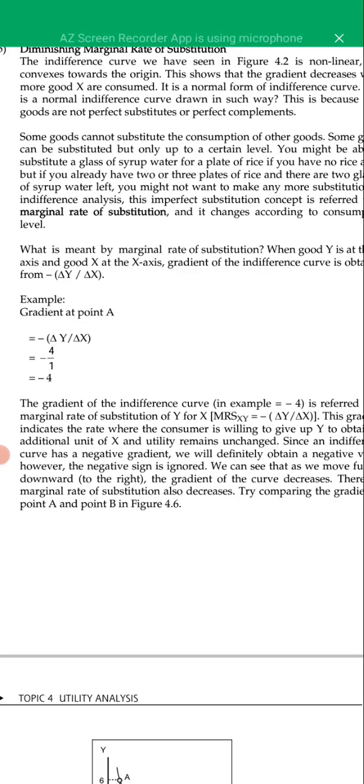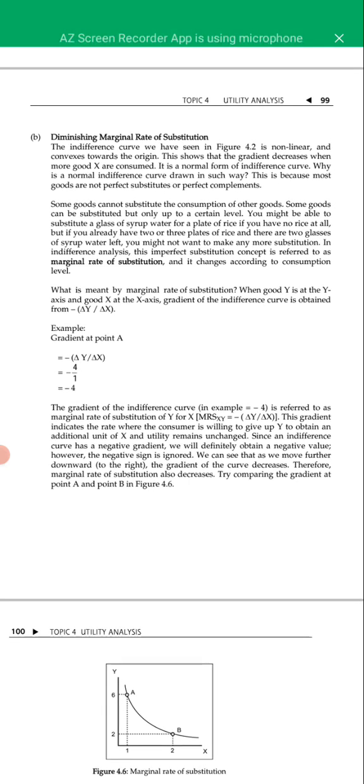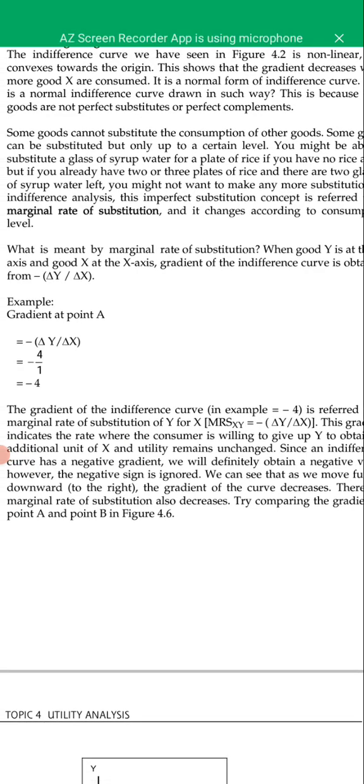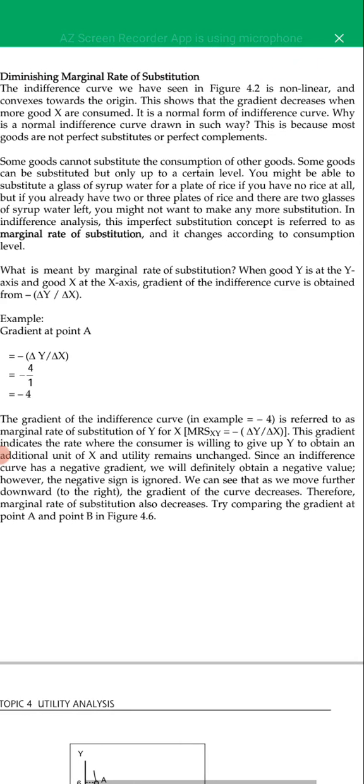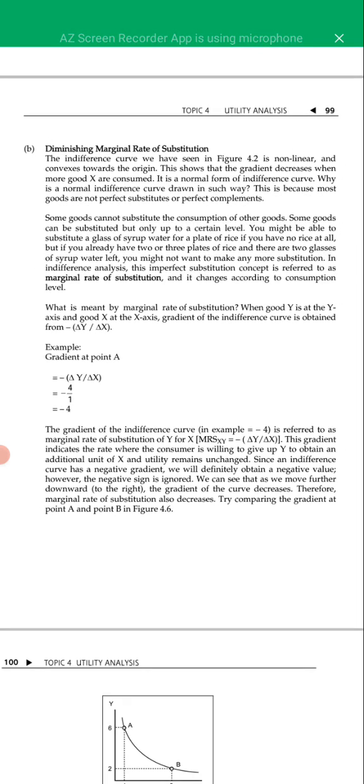So what does that -4 mean? That means for a consumer to get 1x, they'll need to give up 4y. Remember, it's just like the marginal opportunity cost. So how many of y should you give up to get one more of x is what is called the marginal rate of substitution. The gradient of the indifference curve is referred to as the marginal rate of substitution of y for x. So how many of y is the consumer willing to give up to get 1x?